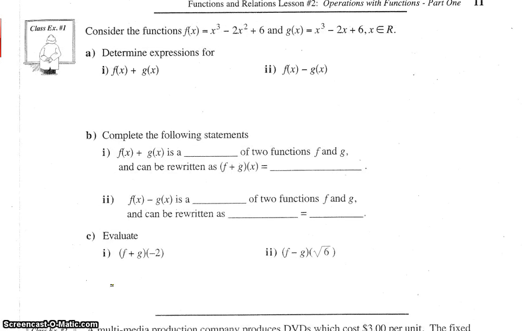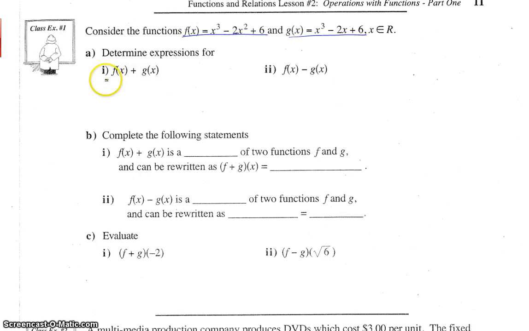Okay, example number 1. On example number 1, we are going to look at basically the algebraic processes here. Here are our original functions, f of x equals x cubed minus 2x squared plus 6, and g of x equals x cubed minus 2x plus 6. They would like us, on part A, to find expressions for f of x plus g of x.